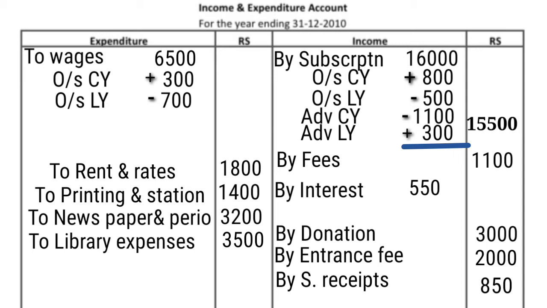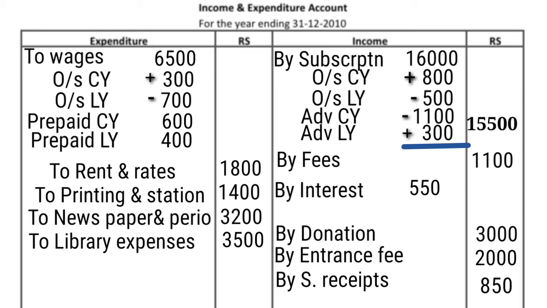Advance wages paid during 2010 were rupees 600 and in 2009 it was rupees 400. These are the prepaid wages. One is for current year and the other belongs to last year. I will write prepaid in current year rupees 600 and prepaid in last year rupees 400. Then prepaid in current year we will deduct and prepaid in last year we will add. So 600 minus, 400 plus.